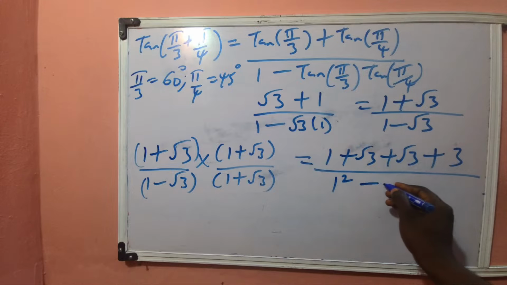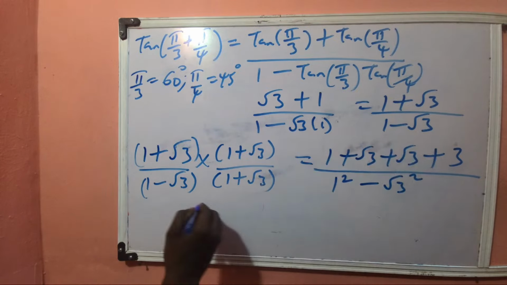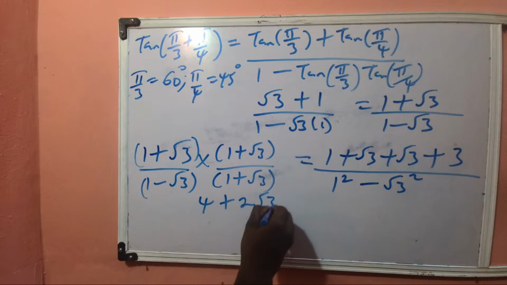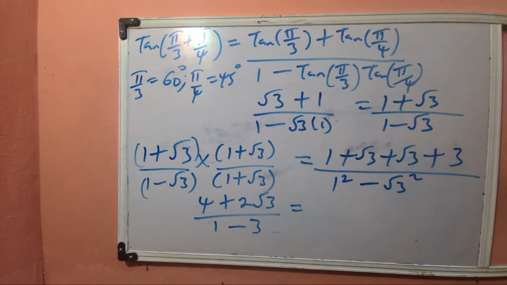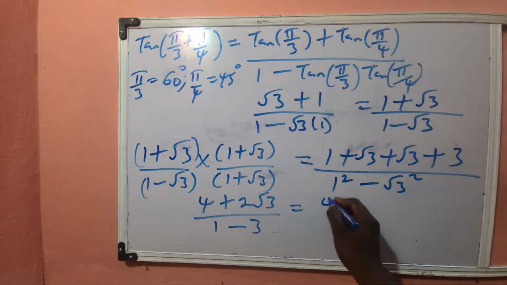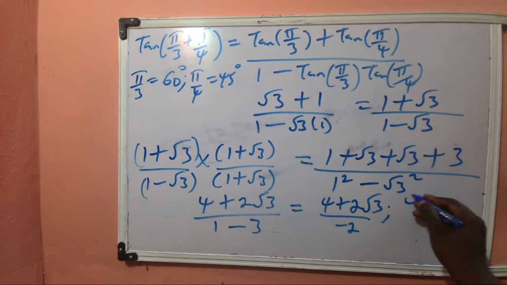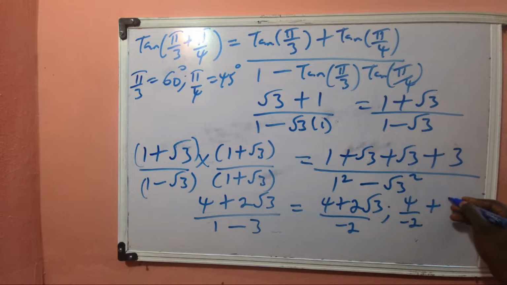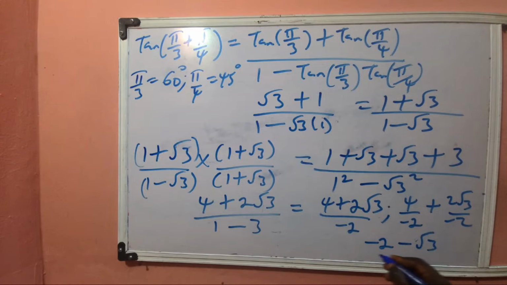So this will be 1 squared minus root 3 squared. All right, we are trying to rationalize. 1 plus 3 is 4, that will be 4 plus 2 root 3 over 1 squared, that's 1, minus root 3 squared, which is actually 3. So we're left with 4 plus 2 root 3 over minus 2. So we can break this down as 4 over minus 2 plus 2 root 3 over minus 2. We'll be having minus 2 minus root 3, which gives me my final answer.